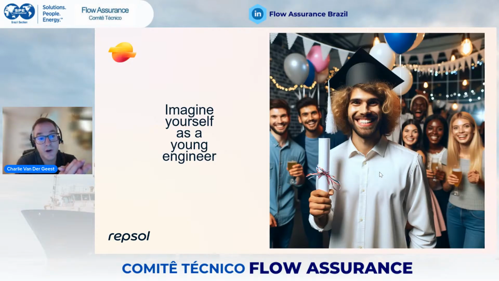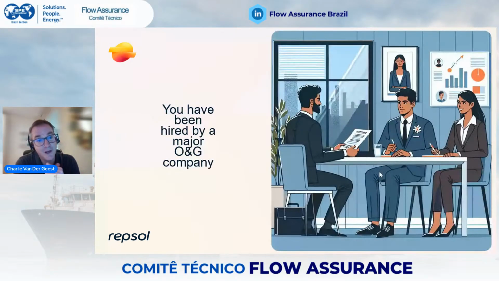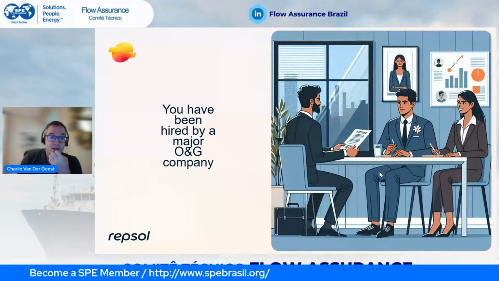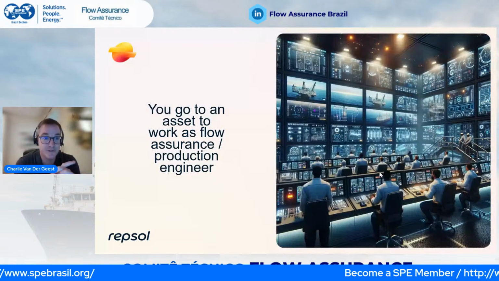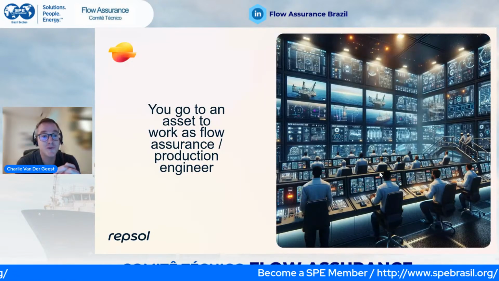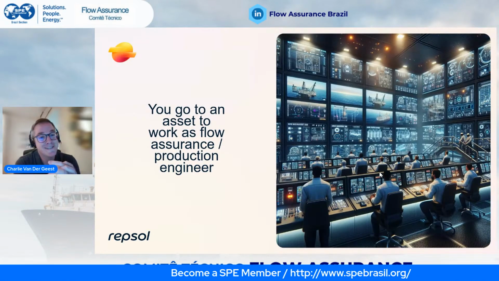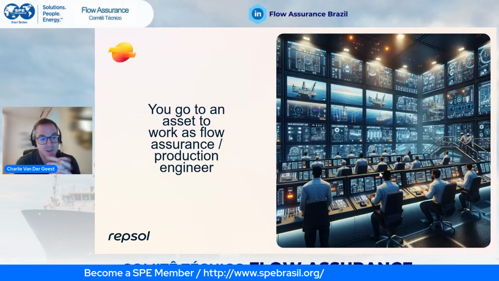So let's imagine you are a young engineer, right? You just finished your engineering degree, physics degree, mathematics, or whatever, and you decide to enter the oil industry. You do interviews and all that, and you get hired by a major oil and gas company. Then you're sent to an asset, and I like how artificial intelligence sees an asset, a control room, to work as a flow assurance production engineer, right?